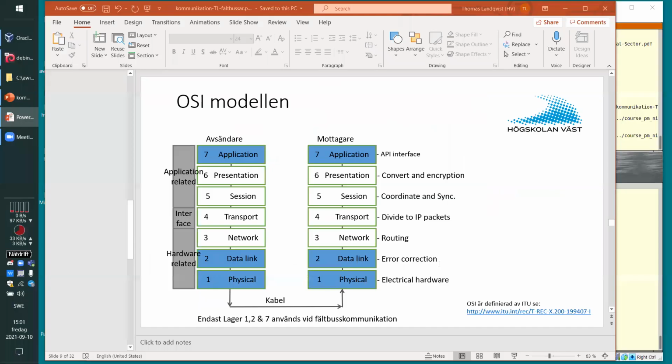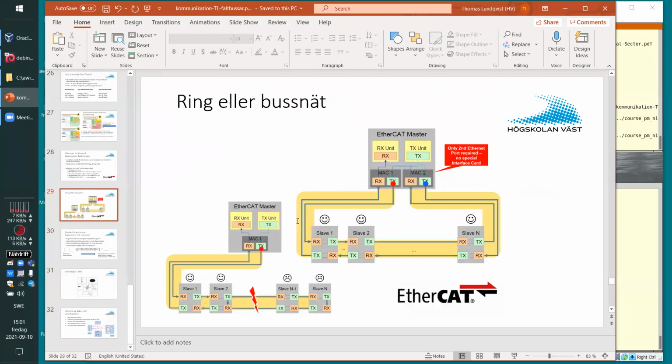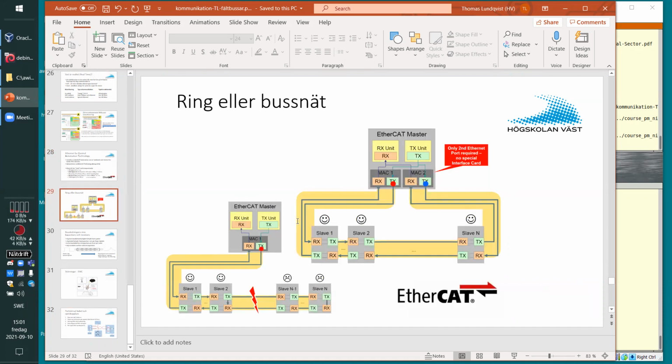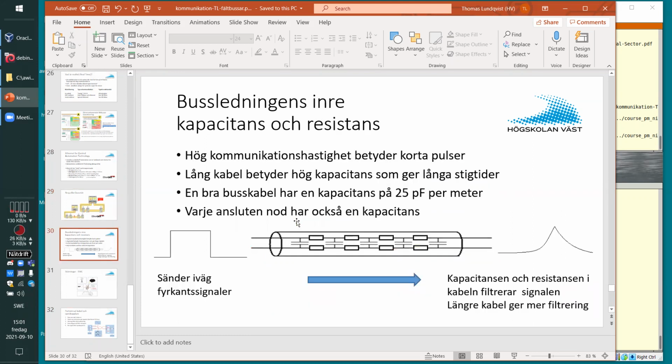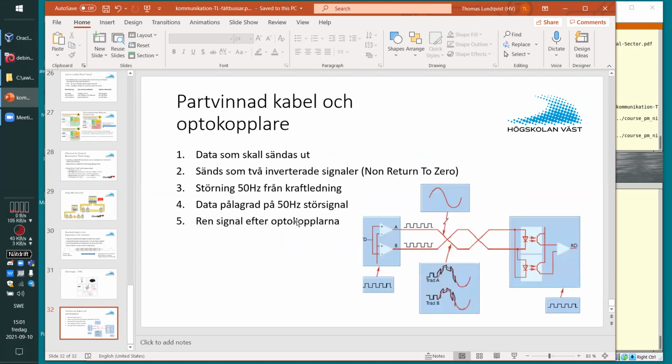I'm a little bit scared of having too many slides here now. So time is 15. The remaining slides were about EtherCAT as well. They use a ring. You can build a ring topology, which is quite fancy. And then you have some problems with long wires, disturbances, interferences with different things, and some solutions for that.